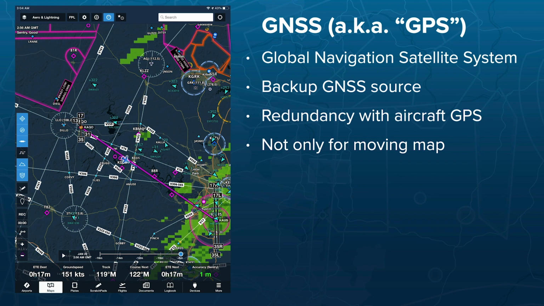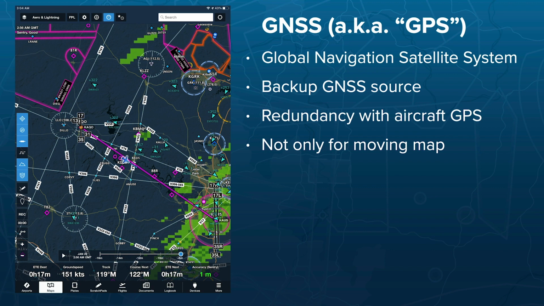We use it for other features within the app, like traffic alerting. We use it for the cockpit instruments that you see down on the bottom of the screenshot, where it tells you the ETA to the destination and the ground speed. This is really one of the key building blocks of ForeFlight Mobile, having this position source.